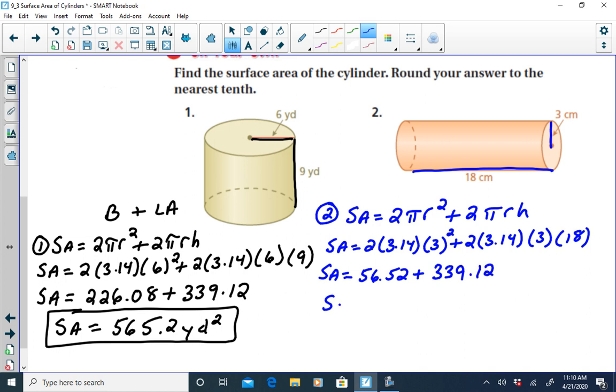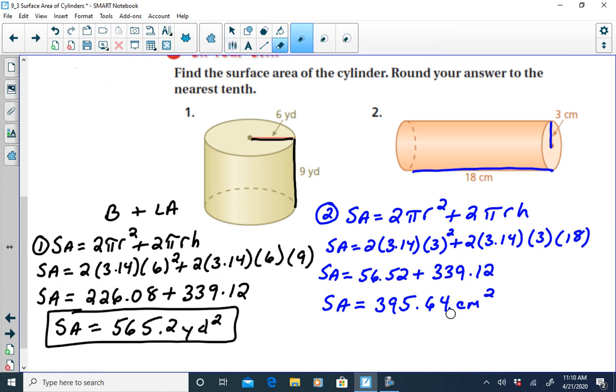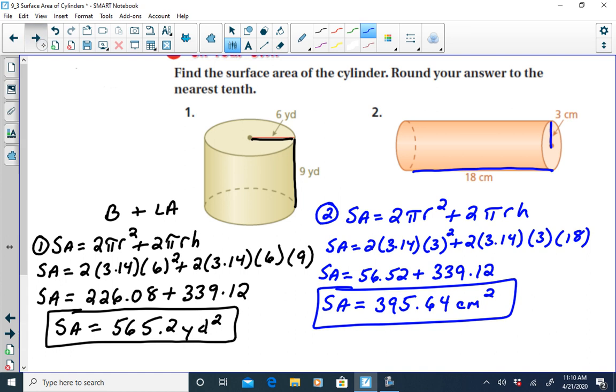339.12. Your surface area is going to be the sum of your base area plus your lateral area, and that's going to be 395.64, and those are square centimeters. All right, let's see, erase that, and let's box that answer, of course. All right, that looks good.